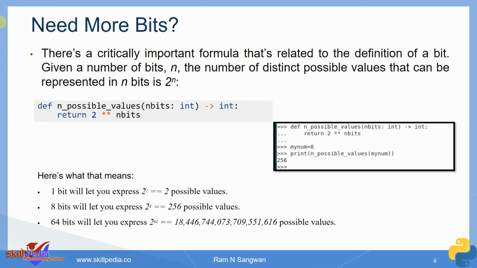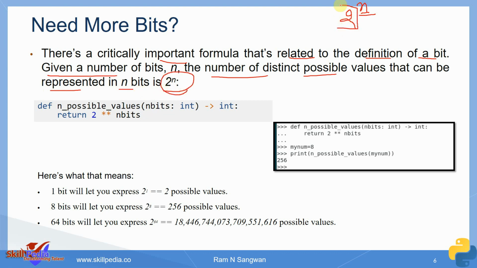Need more bits. This is a critically important formula that's related to the definition of a bit. Given a number of bits n, the number of distinct possible values that can be represented in n bits is 2 raised to the power n.